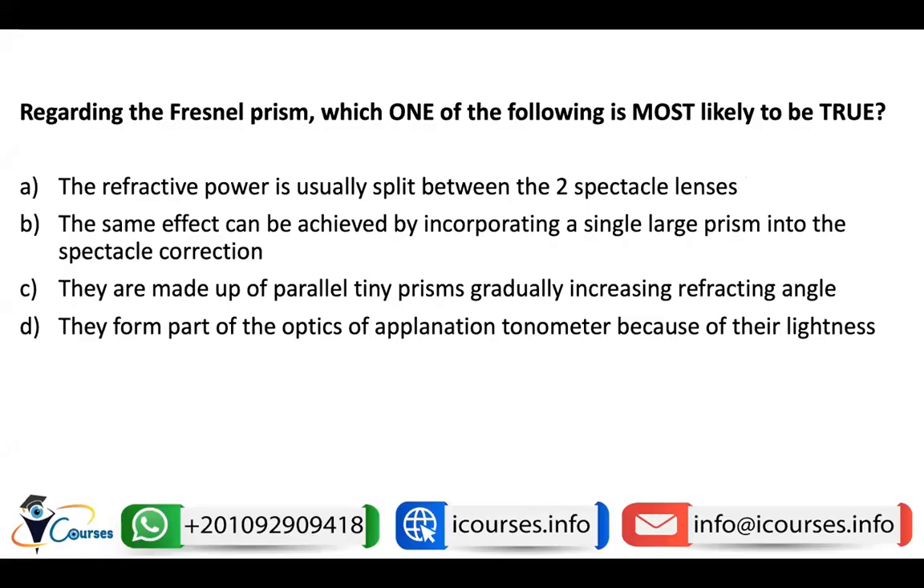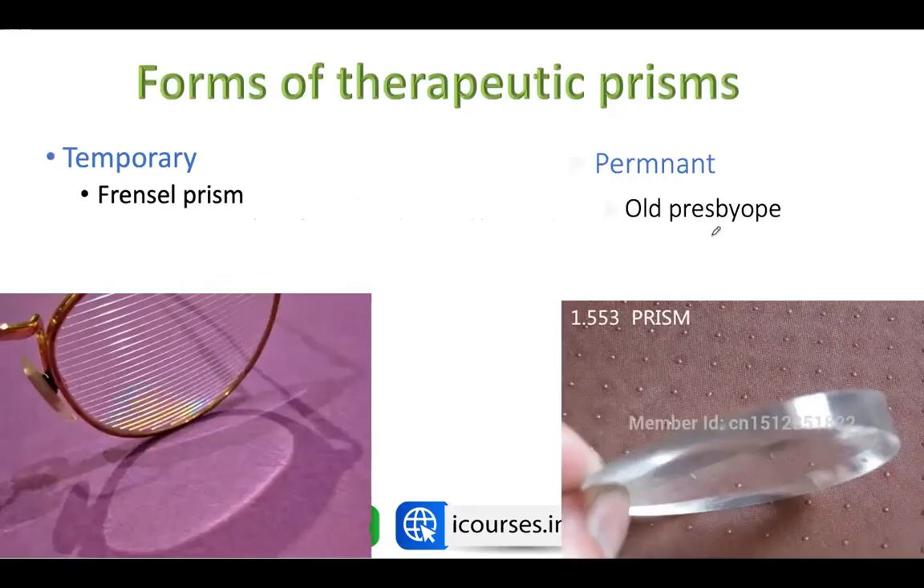Okay, to understand the concept behind this question, you need to understand the Fresnel prism. Actually, the Fresnel prism is just a cosmetic way to handle prisms, meaning that instead of putting a single large prism in front of the eye, which would be ugly, we can place a sheet of prisms, called Fresnel prisms, in front of the eye.